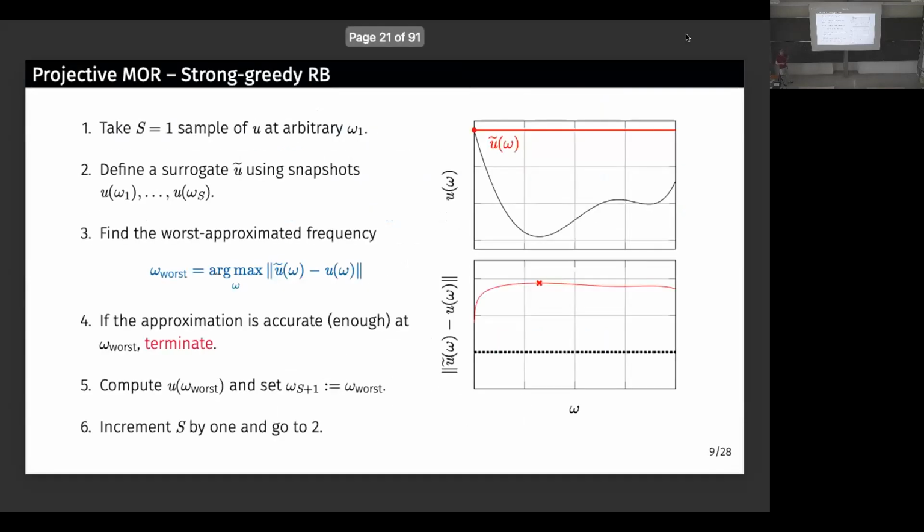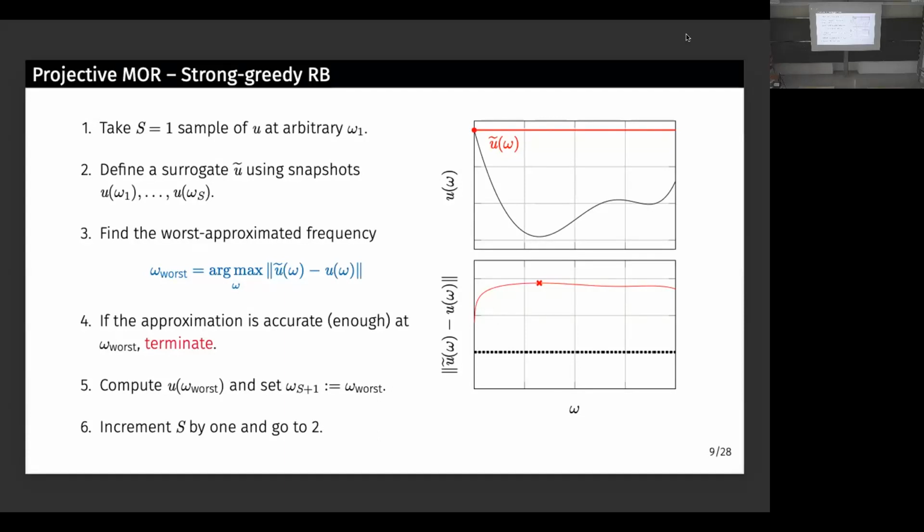The simplest version of this kind of adaptive algorithm is the so-called greedy reduced basis algorithm. And just for reference, I would like to mention that when I talk about adaptivity here, I'm not talking about space adaptivity. That was Francesca's talk. Here, we're just trying to adapt the number of snapshots. So we're trying to adapt over omega only, not over space and omega, just omega.